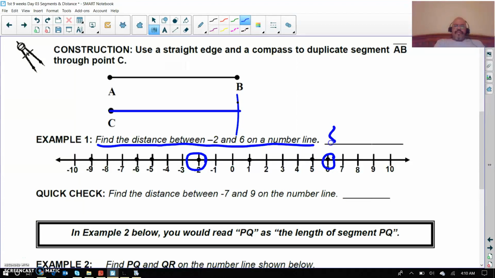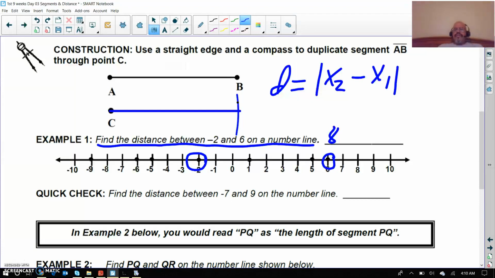Or we can use the formula that we have. Distance is equal to the absolute value of x2 minus x1, and that'll work for us. So this right here would be x1, this is x2, and then we work with what we got. So we have 6 minus -2.